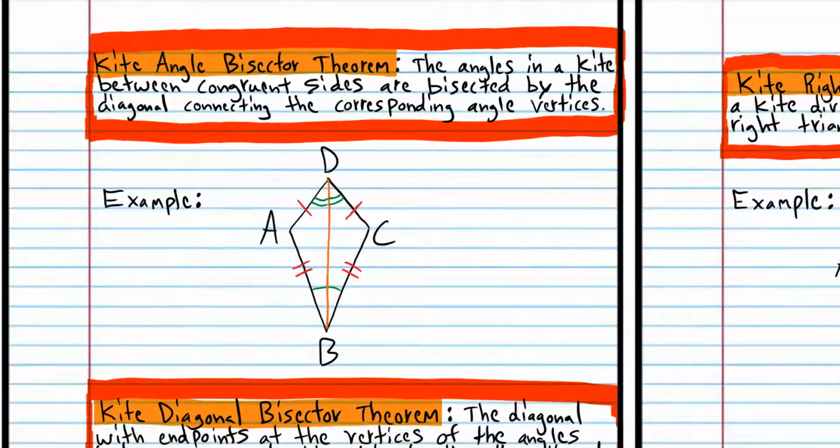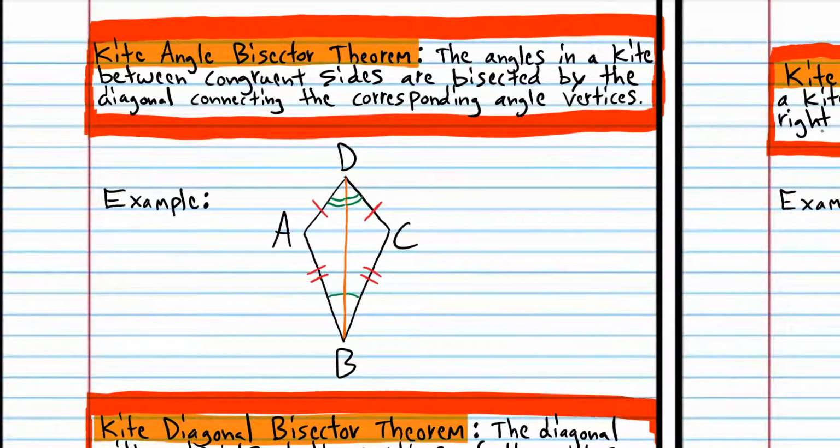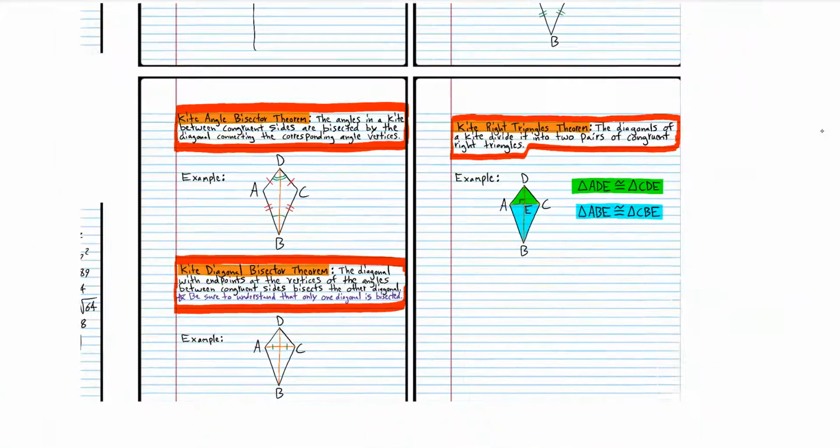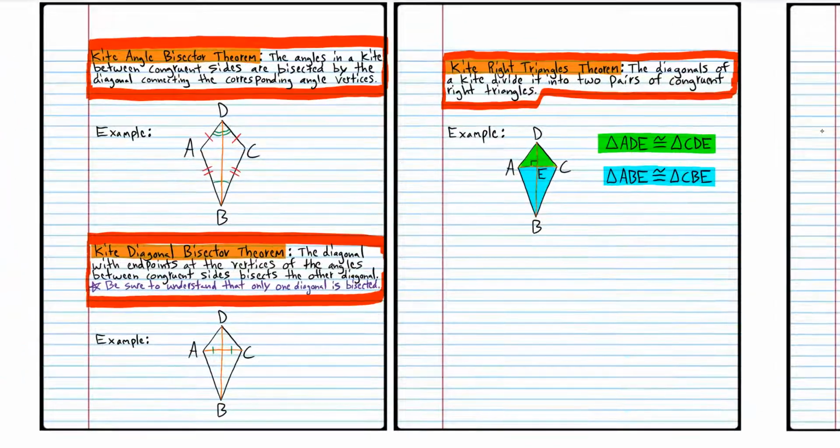The third theorem says that if you draw a diagonal through the vertices of the angles that are between congruent sides, then that diagonal bisects the inner angles. So that's just another theorem. Go ahead and take a screenshot of all these theorems here.